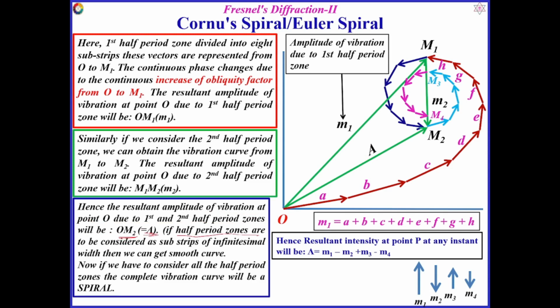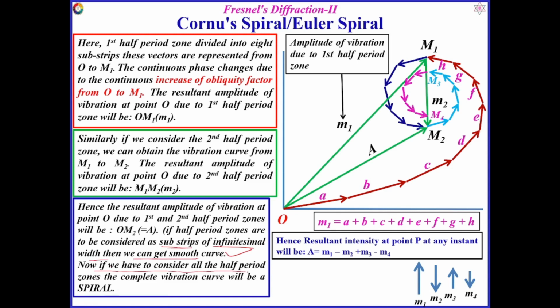If half period zones are to be considered as substrips of infinitesimal width, then we can get the smooth curve. See, this is the curve we found by the addition of E for each and every strip for the first half period zone. This curve from here to here we found for the second, this curve for the third, this curve for the fourth half period zones. Here we considered the first half period zone to have 8 strips. If we consider 100 strips, then the vectors will be very close to each other, and we get the smooth curve. So the same thing is written: if we consider substrips of infinitesimal width, then we can get the smooth curve.